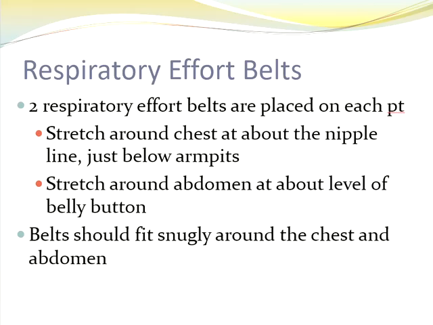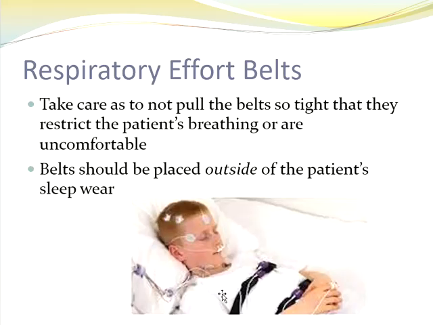The belts go around the chest and the abdomen to monitor the airflow effort. You want them snug, but not too snug. Make sure that any slack that you have is secure. You don't want loops hanging off the patient. You want to put the chest belt just underneath the armpits, right around the chest. The abdominal belt is going to go right around near the belly button.